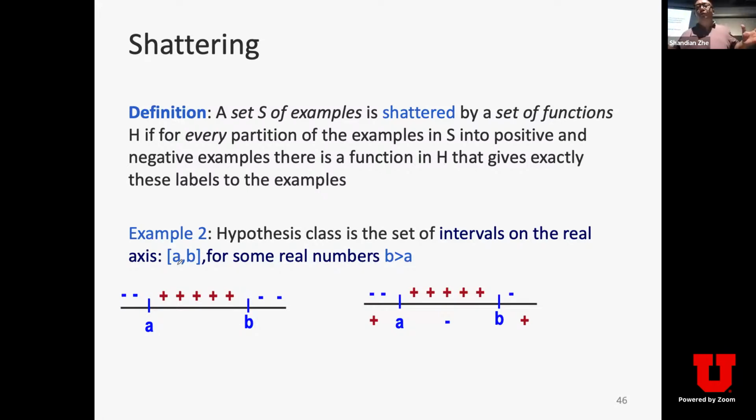I'll just give you a counterexample to show that actually the flexible interval hypothesis space cannot shatter 3 points. Here's the counterexample. This is my 3 points. If I pick a particular labeling where I assign positive labels on the left end and right end, and a negative label on the example in the middle, you can see that we're not able to find any interval to correctly classify all 3 points. Why?